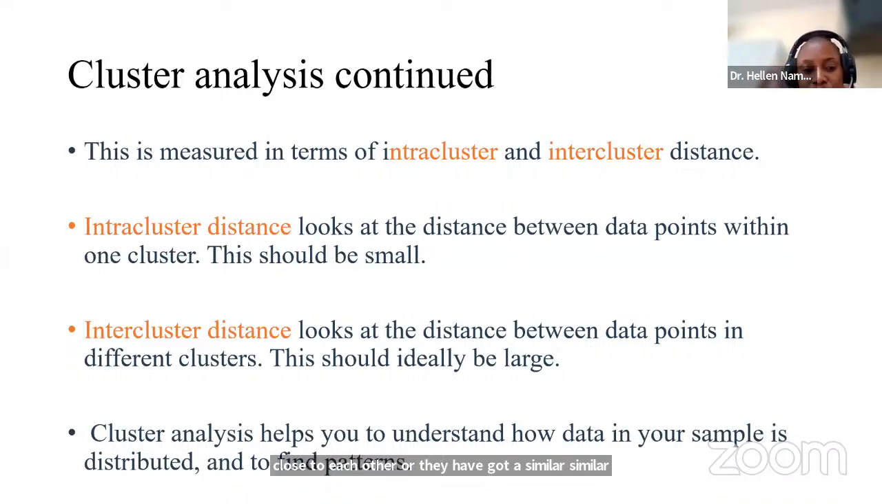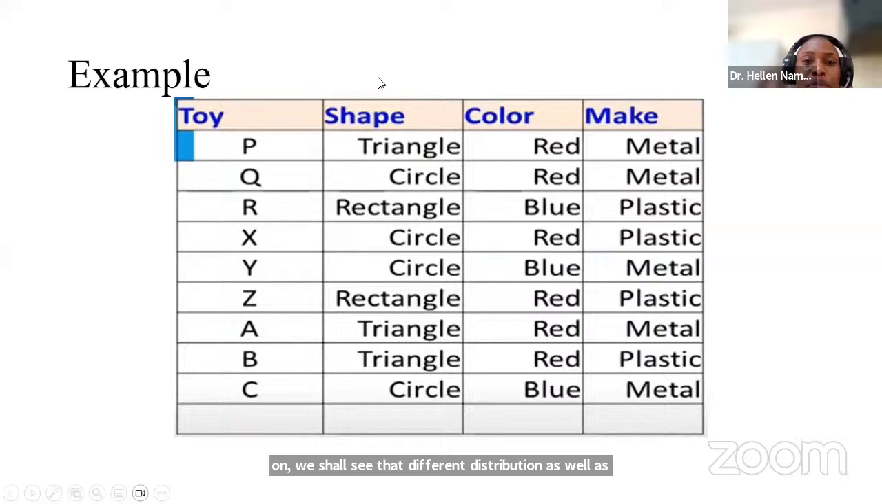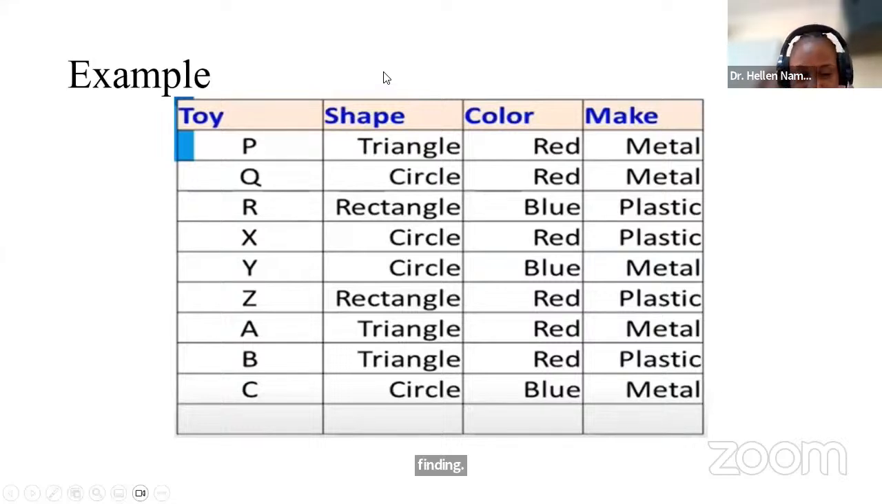And when we talk about the intercluster distance, this looks at the distance between data points in different clusters. In this case, ideally it should be large, because we want the distance within the cluster to be small, but between the clusters the distance to be large. As we go on, we shall also see the different distributions as well as finding the patterns. Okay, before I move on, let me check in the chat.